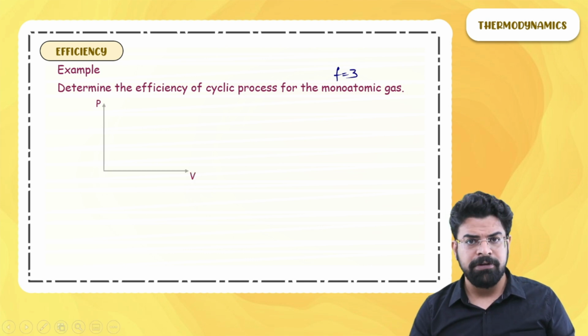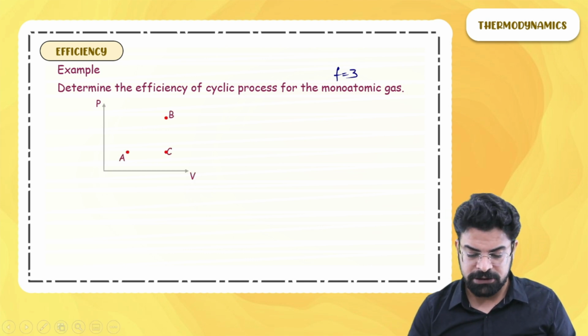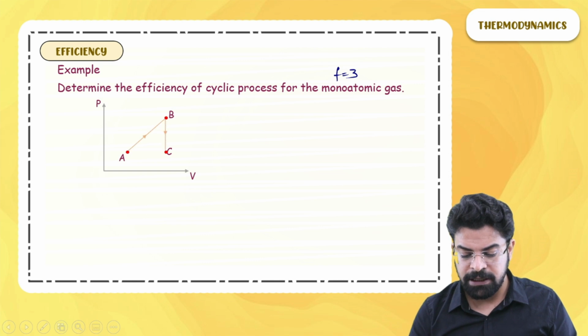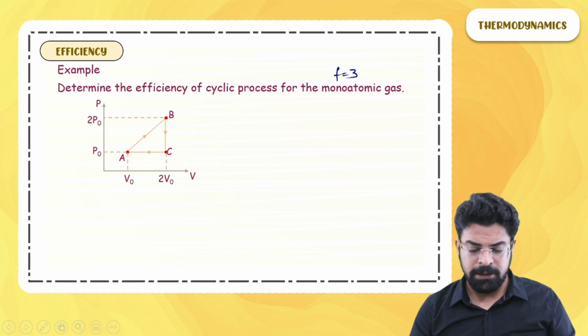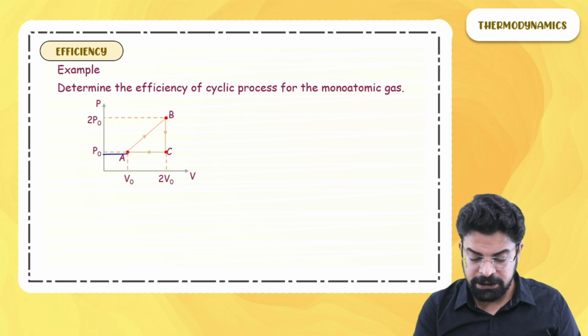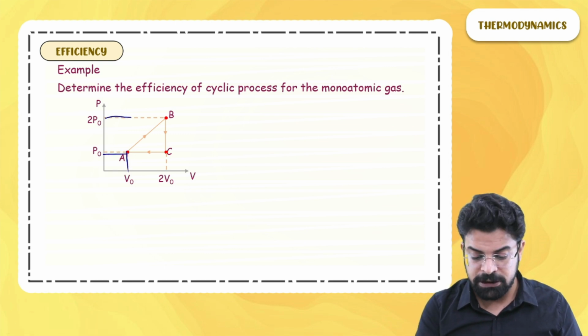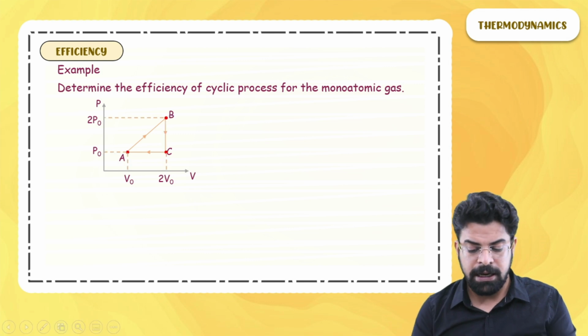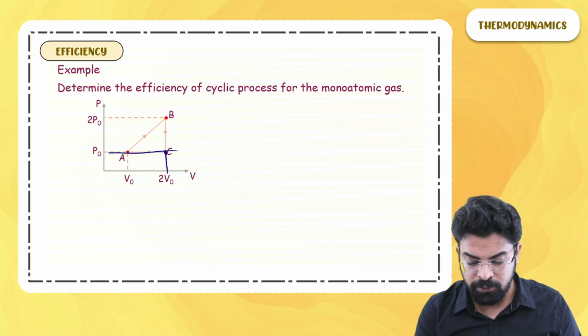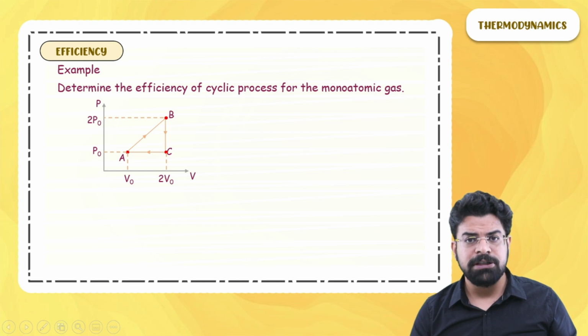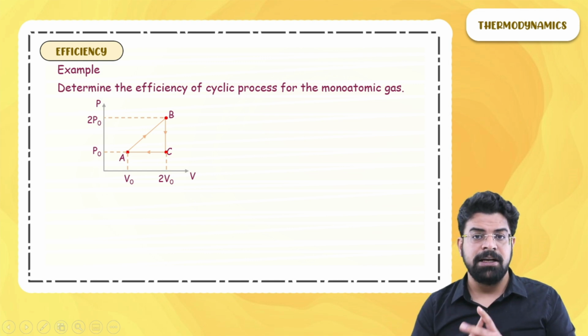So on the PV graph, let's say we have this cyclic process. The gas goes from state A to B, then B to C, then C to A, and the pressure and volume are mentioned. At A, the pressure is P0, volume V0. At B, pressure is 2P0, volume 2V0. And at C, pressure is P0 and volume 2V0. Our mission is to find the efficiency of this cyclic process.